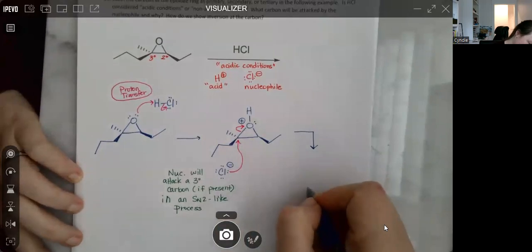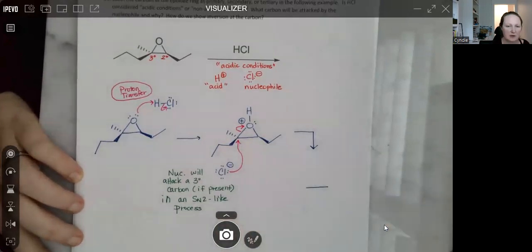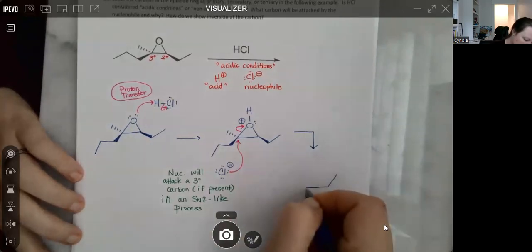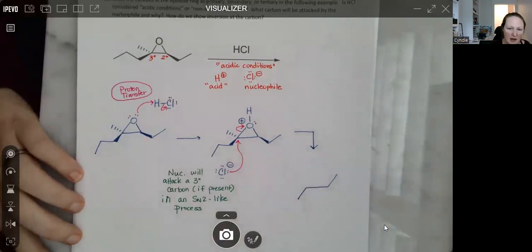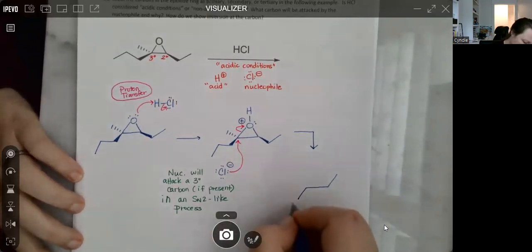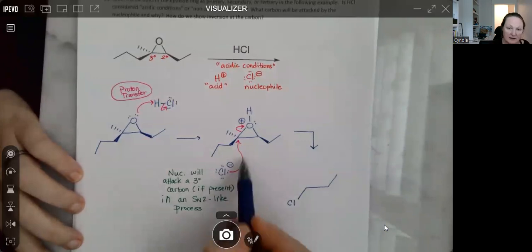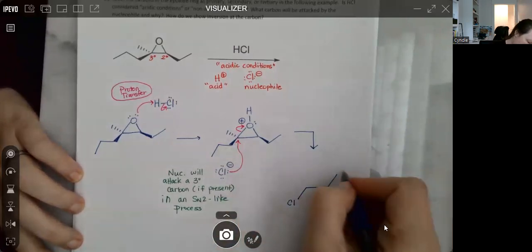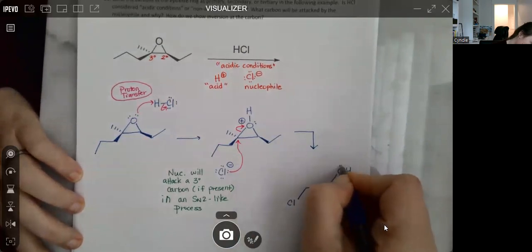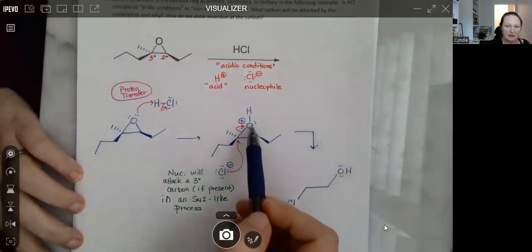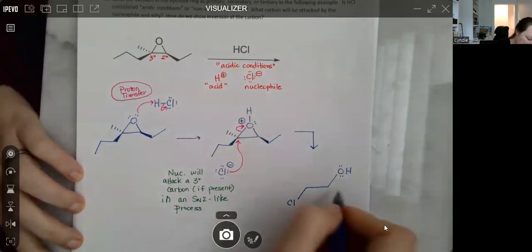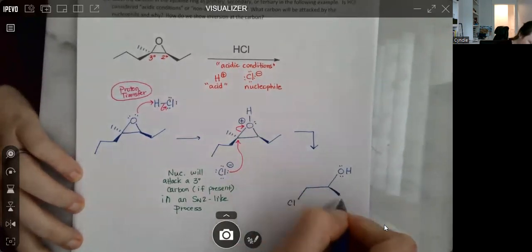Okay, again, right? We actually do not want to switch any dashes and wedges, right? We just want to show the incoming nucleophile opposite the leaving group. So since it attacked the carbon on the left, I'm going to draw the chlorine over here on the left. And then this is directly going to form OH because the oxygen has already been protonated.